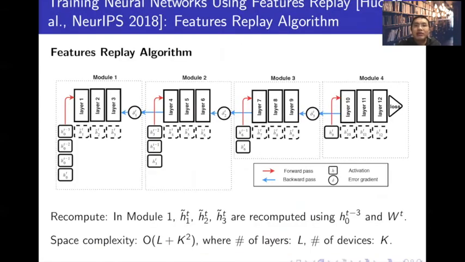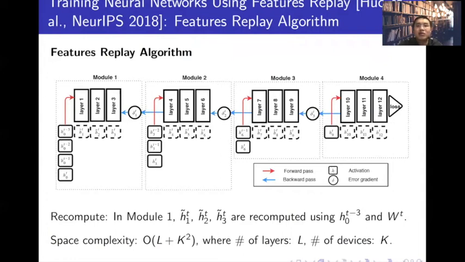Suppose we have a 12-layer neural network, and every 3 layers are placed on different devices. So there are 4 devices or 4 GPUs. By using the decoupled delay algorithm, module 1, module 2, and module 3 can compute in parallel.